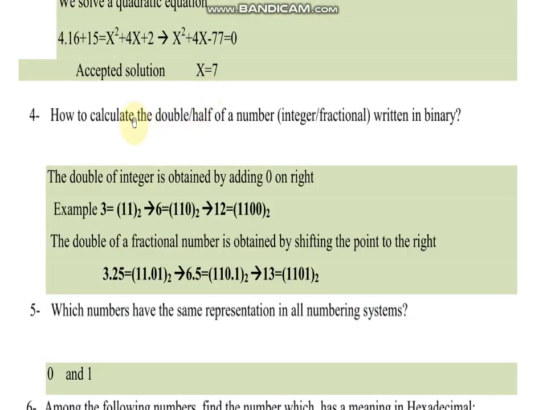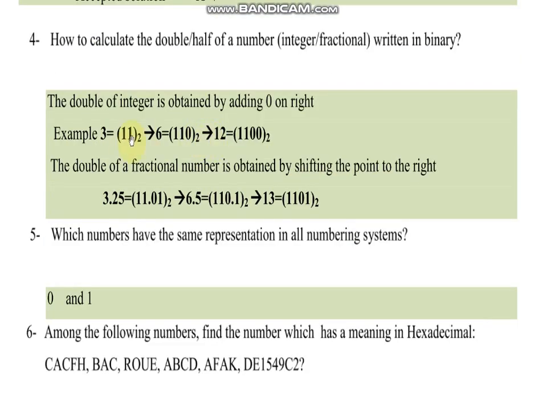How to calculate the double, the half of a number, integer or fractional, written in binary? The double of an integer is obtained by adding a 0 on the right. We can see in this example 3 in binary is written as 11. We add a 0 on the right and we get the double. We add another 0 and we get the double of 6, which is 12.